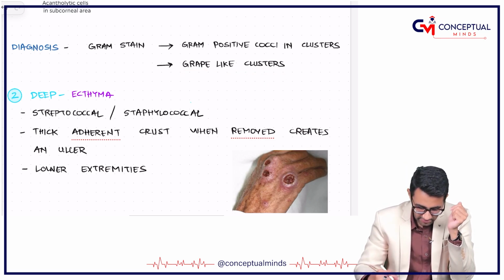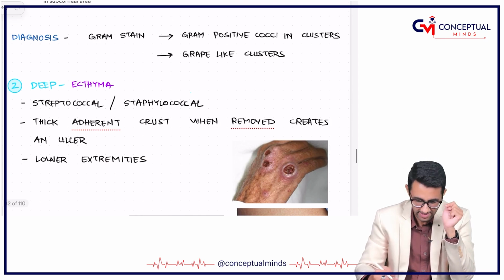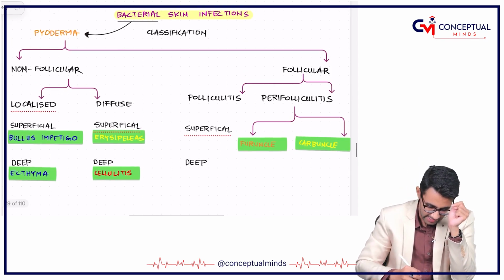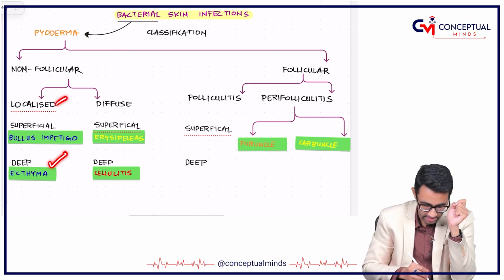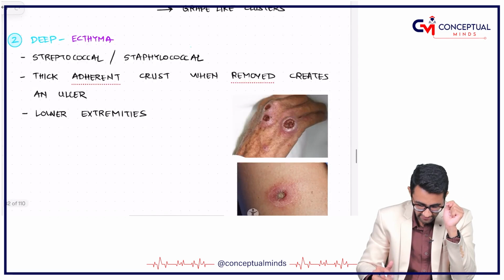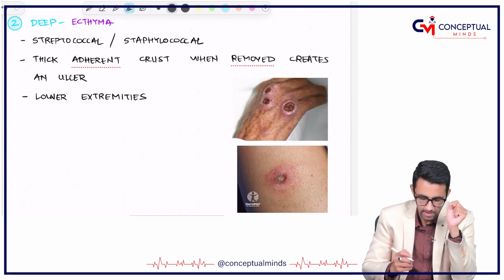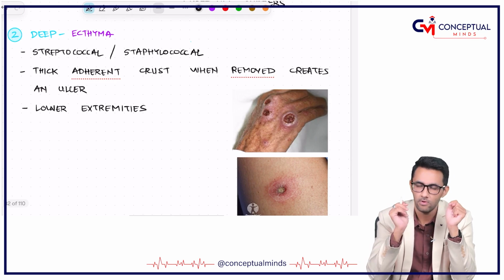Alright, we just got done with the superficial one, that is impetigo. Now let us go back to the classification and see where we are. Right here, students, we just got done with this part. Now we are heading to the deep part. The non-follicular localized deep would be our topic, that is ecthyma. A pretty short, straightforward topic, but if you know, you know. If you don't know, you don't know.